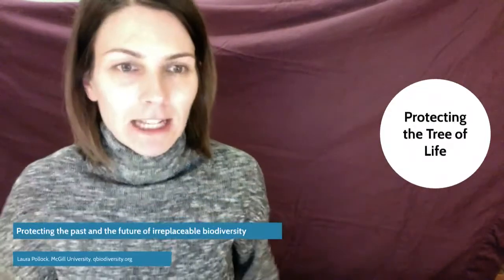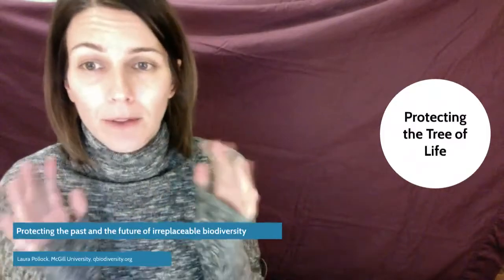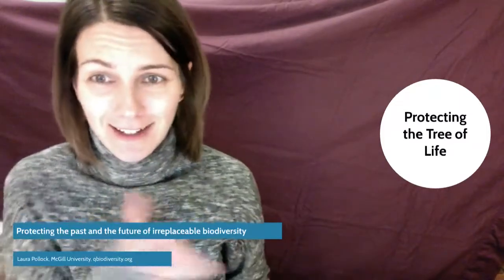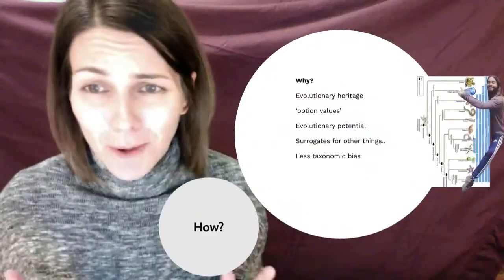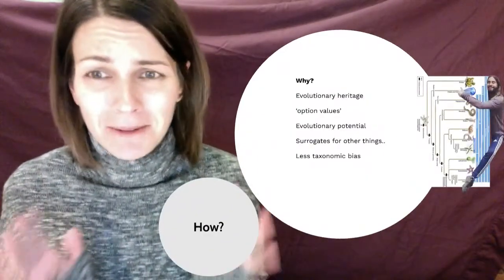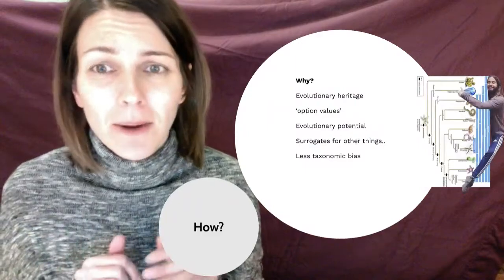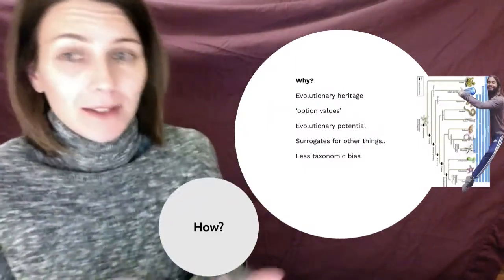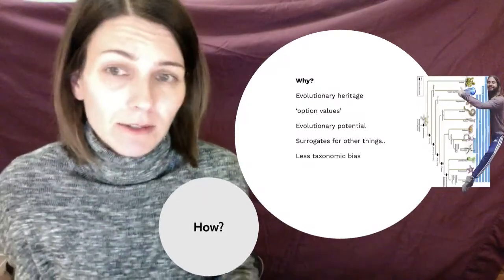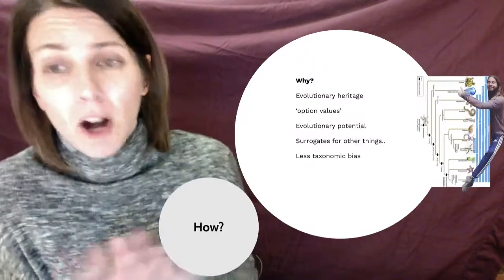I am a professor at McGill University in Montreal, and today I'm going to talk a little bit about protecting the tree of life, both currently and into the future. I won't go into the details of why, because that is what we're talking about in this symposium, and we can have a nice discussion about this later. But in general, we want to protect our evolutionary heritage. That's why we might want to think about phylogenetic diversity and conservation. We want to keep our options open.